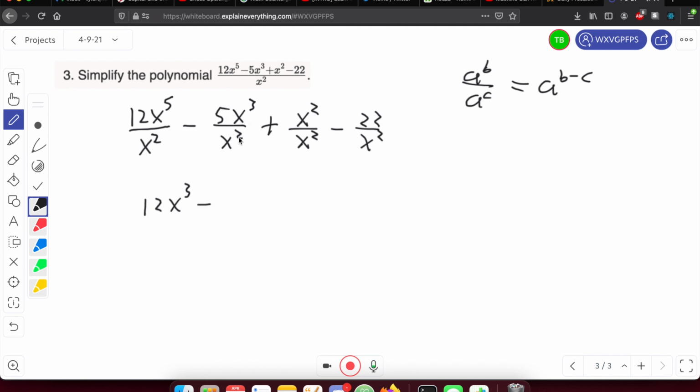minus, for this one, we have an x to the 3rd and an x squared, so we have 5x. We can put a 1 there if we want to, or we can just leave it. Plus x squared divided by x squared. If you divide something by itself, it just gives you 1, so this is plus 1. And then for this, there's nothing we can do to this term to simplify it any further, so we just write minus 22 divided by x squared. And this is our final answer for the simplification process.